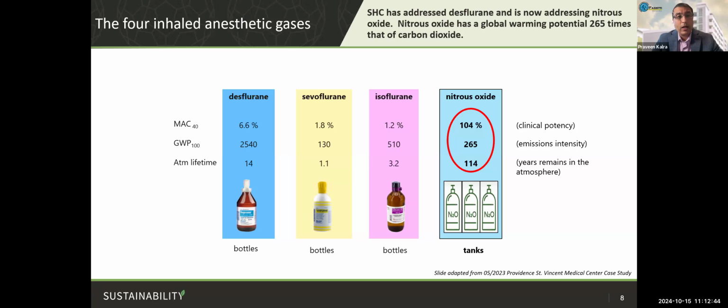The second property we have to talk about is how it impacts the environment, meaning its global warming potential. It is 265 times more potent than carbon dioxide. And the third property is how long it is going to stay in that environment, and that number is almost a century. So any nitrous oxide which I use today or tomorrow is going to outlive me, because it's going to stay there for more than a century. Next slide, please.